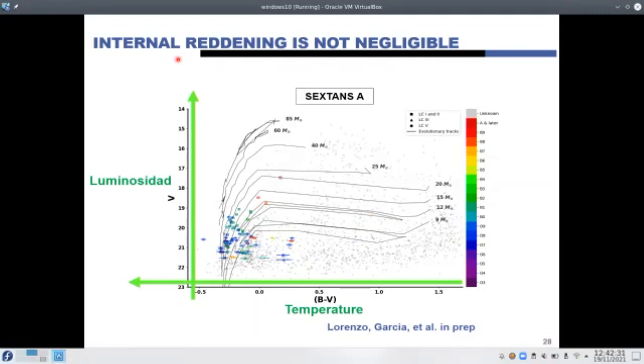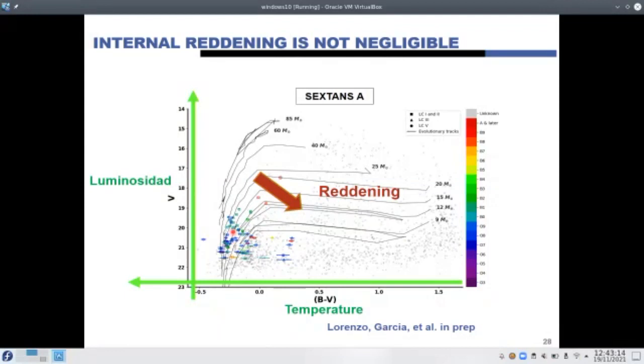And what happens between us and the stars is internal extinction. Gas and dust in the line of sight between us and a star absorbs the energy, and absorbs it more efficiently in the blue wavelengths. So this makes the star look less luminous, so they go down, and cooler, so they move to the right. Now, here I'm showing the color magnitude diagram with the whole galaxy Sextans-A, and those are the gray dots. But remember that I said that we have spectra for 150 stars in this galaxy, and that's what's coded in color.